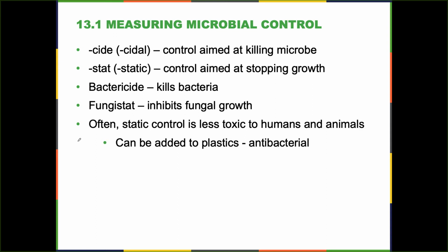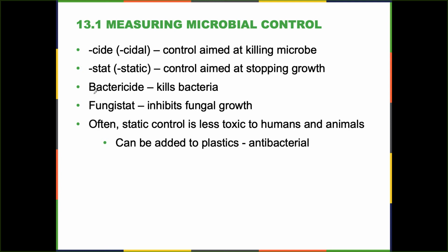So continuing on with microbial control, when we talk about levels of control, the types of control, we have cidal treatments and static treatments. In cidal treatments, we're talking about control that's aimed at killing microbes. In static treatments, we have control that's aimed at stopping growth. Sometimes we don't care, either will work. Sometimes we need to have one over the other. So we can combine that with what we're trying to control.